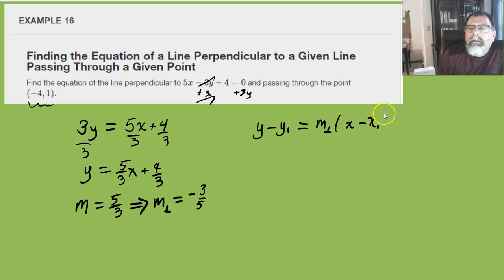minus x1. So y minus, oh, this upside down t means perpendicular, right? Y minus y1. Y1 is 1. My perpendicular slope is negative 3/5. This is perpendicular to the original line. And then x minus x sub 1 is negative 4. So that becomes plus 4.